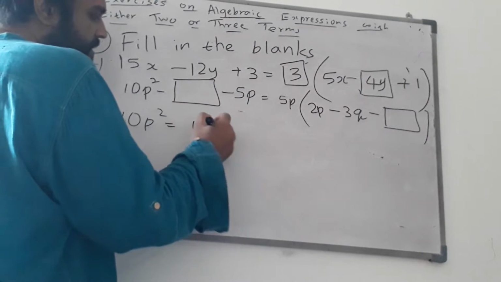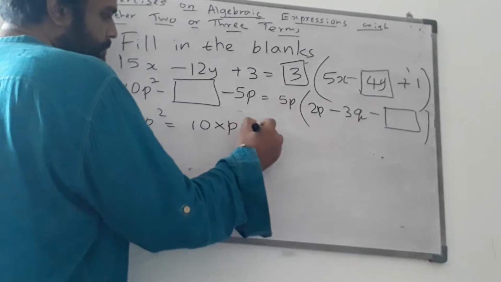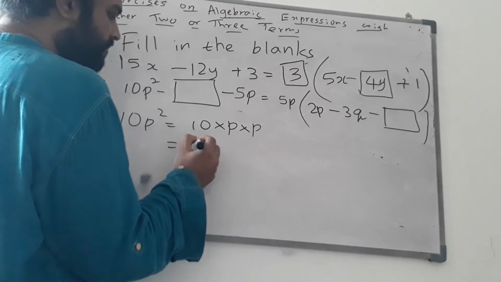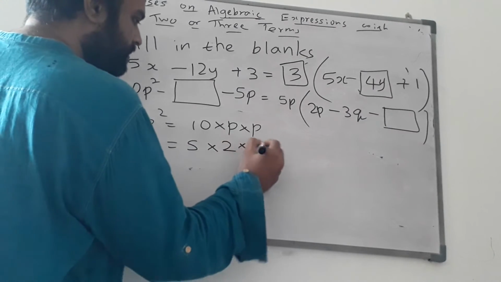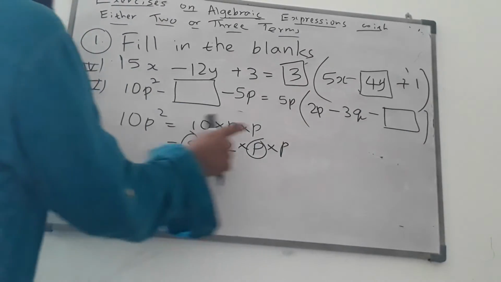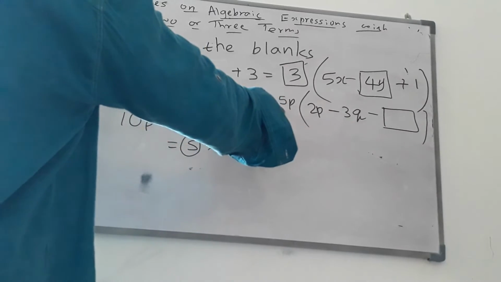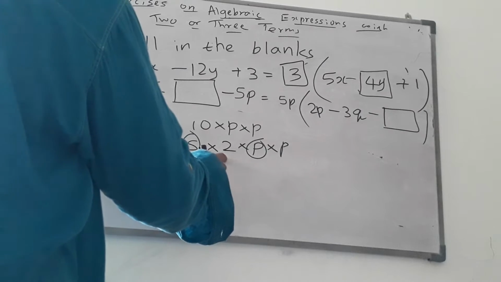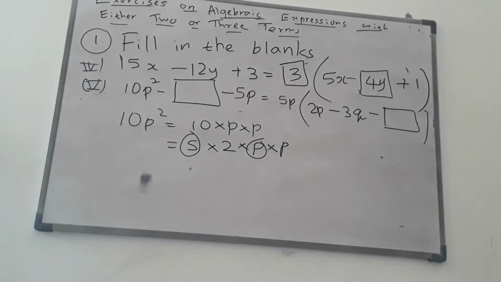10p squared means we can write it as 10 times p times p. p squared means p times p. And also we can break 10 as 5 times 2 times p times p. Now I am going to take 5 and p out. 5 times p is 5p. 5p times 2 is 10p. 10p times p is 10p squared. That's how we factorize 10p squared.